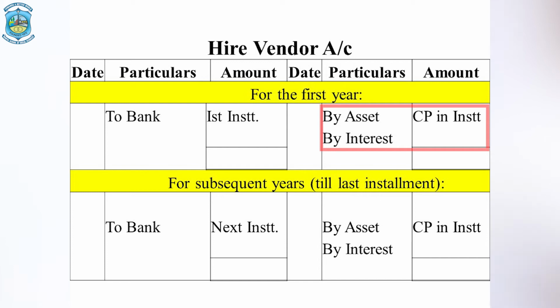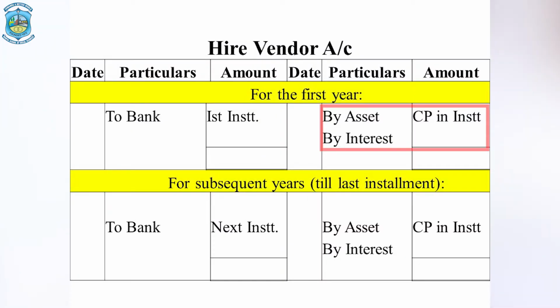Alright, so at the end of the year when the installment becomes due, you need to write to the credit side of the vendor account as by asset account and by interest account. Now, the asset account is to be credited with the cash price included in the installment and the interest is to be credited with the amount of interest calculated on the outstanding balance of the cash price. Don't worry, we will be learning about the calculation of this cash price and installment very soon.